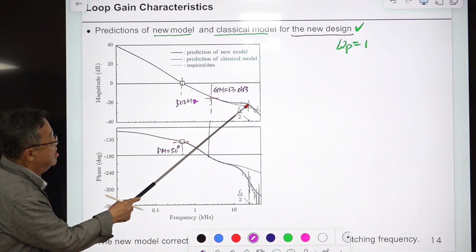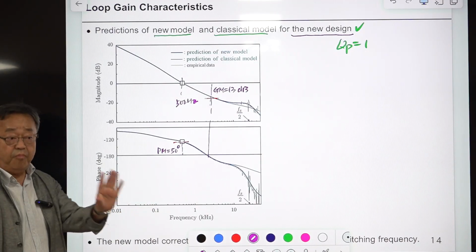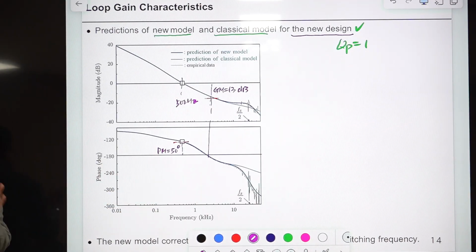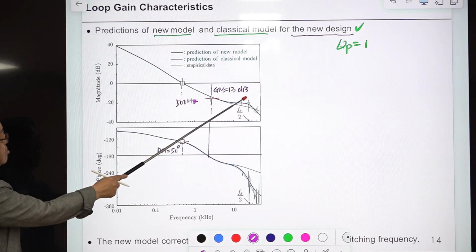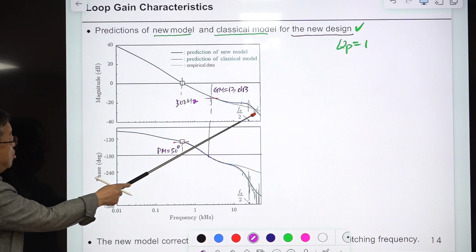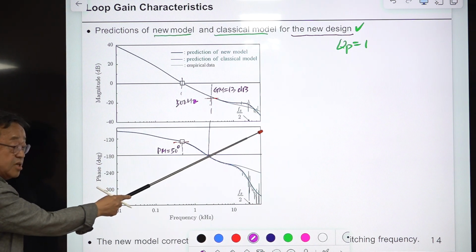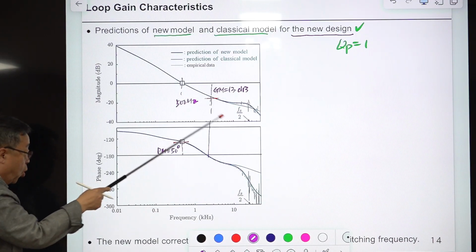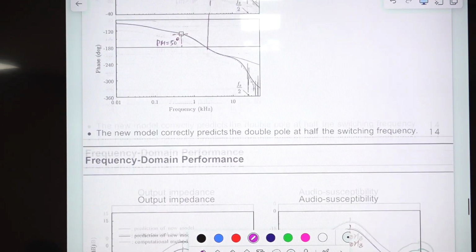This peaking does not emerge here because it does not contain any term related to the sampling effect, and this can be considered as the experimental result, and this new model is predicting this. So the new model is showing this. That is the only difference between the new model and the classical model.